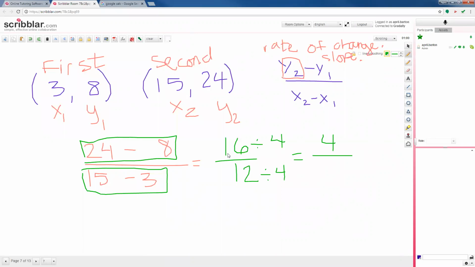And then we do that actual division. 16 divided by 4 is 4. 12 divided by 4 is 3. So if they give you 2 points, you just plug it in. This same formula is used for tables and for graphs.